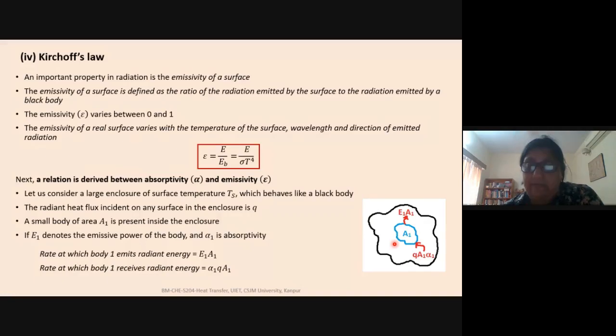Now what is the... If E denotes the emissive power, E1 denotes the emissive power of the body. That means E1 means capital E1.